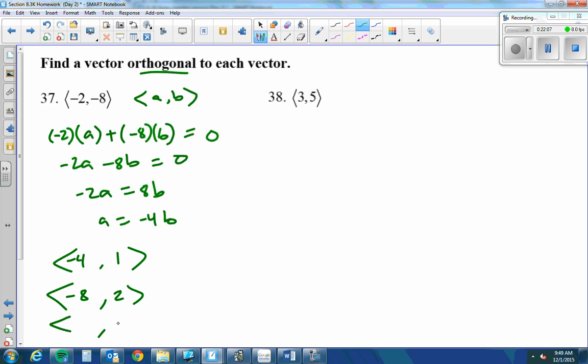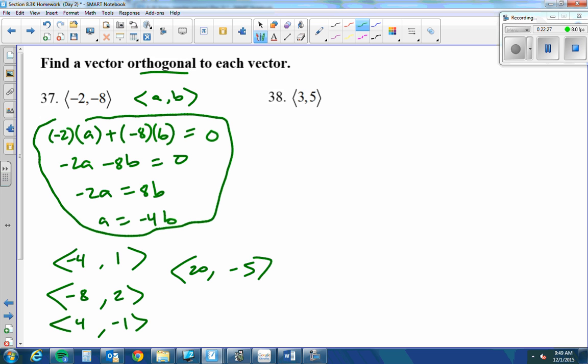If I did -1, what goes here? -1 times -4 is 4, right? And you get all these possible solutions. If I did -5, I'd have 20 here, because -5 times -4 is 20. All right, now listen. I showed you this approach because we're going to need it on the other kind of problem. But frankly, in this kind of problem, it's a slow way to do it.